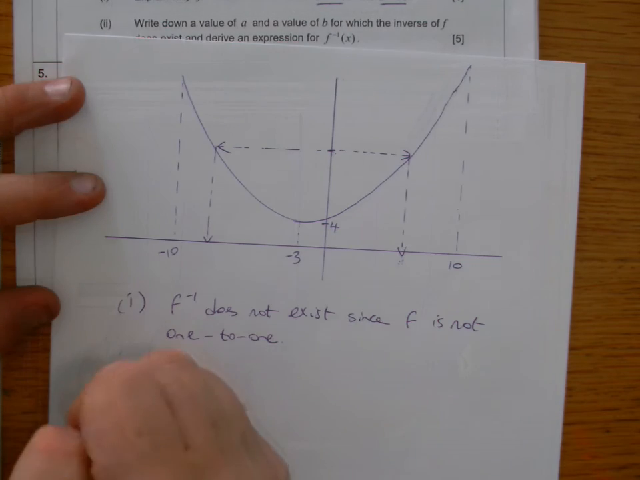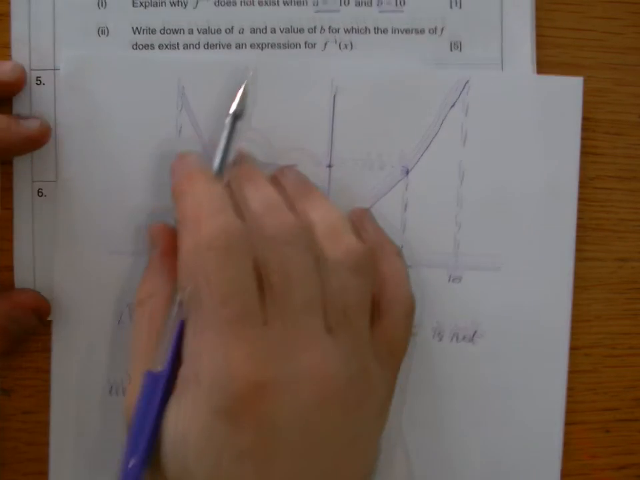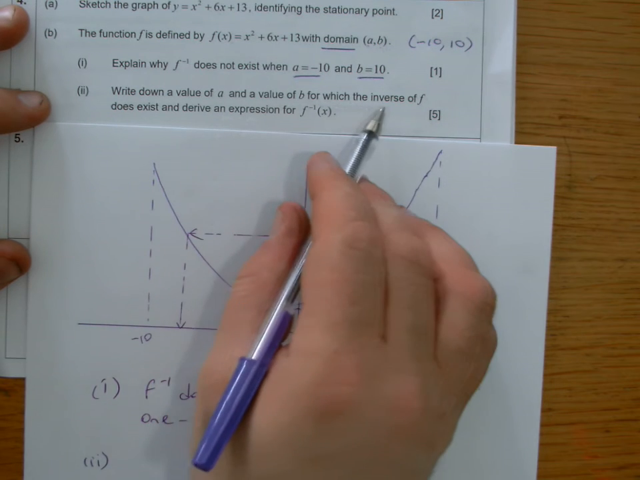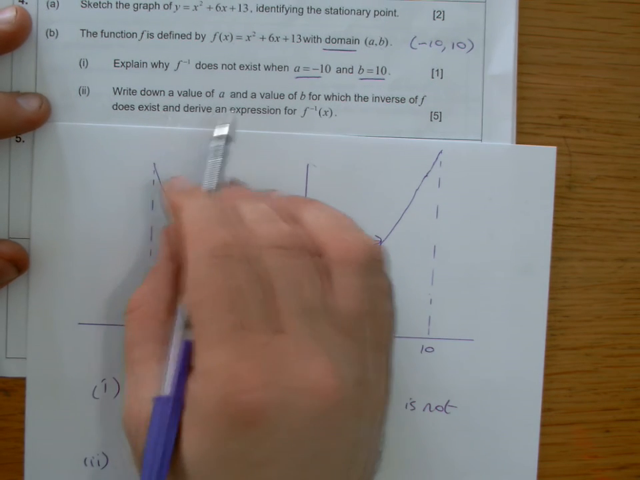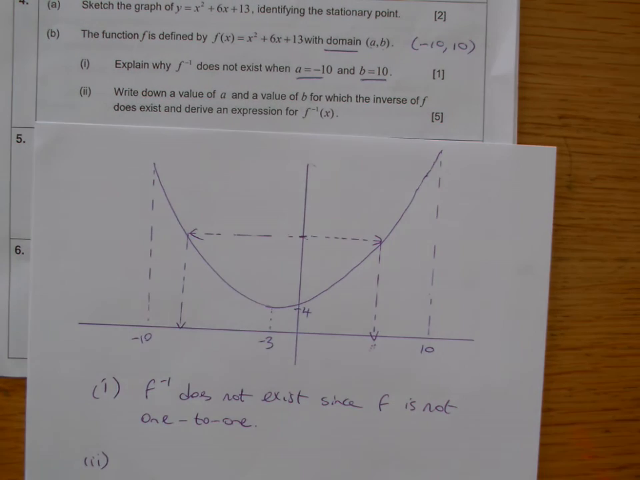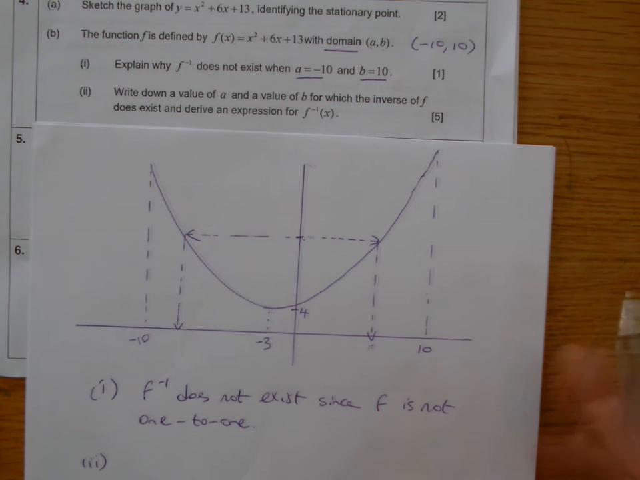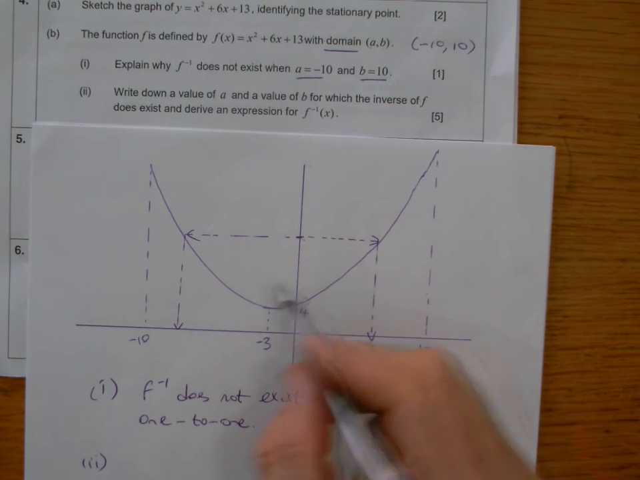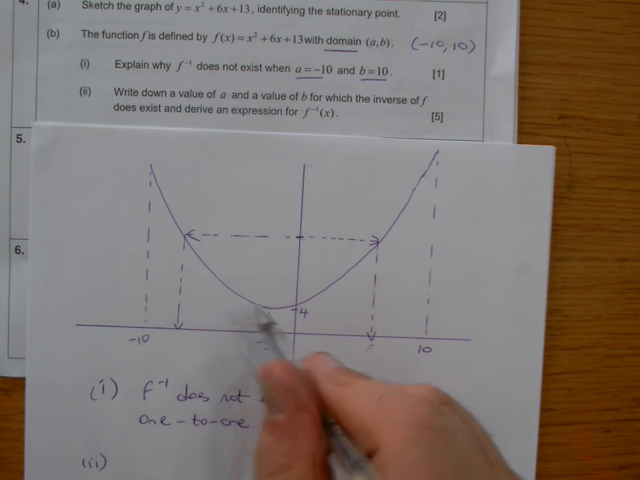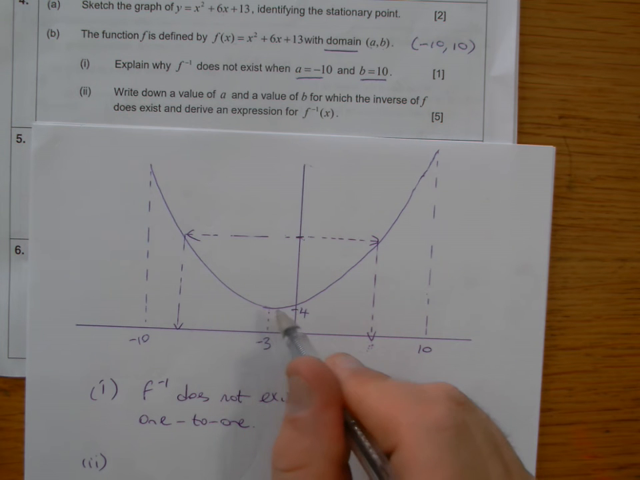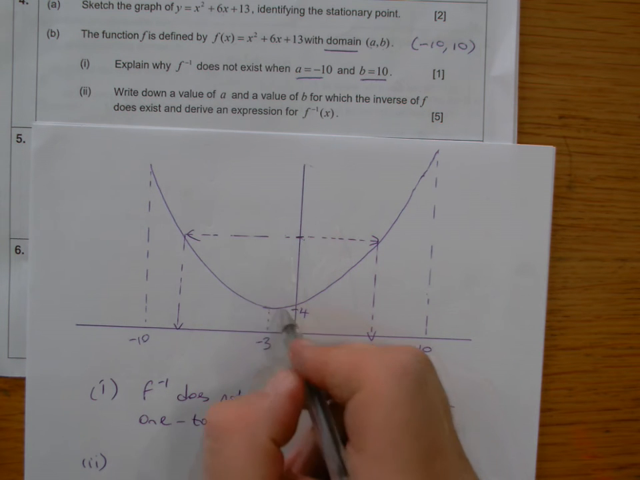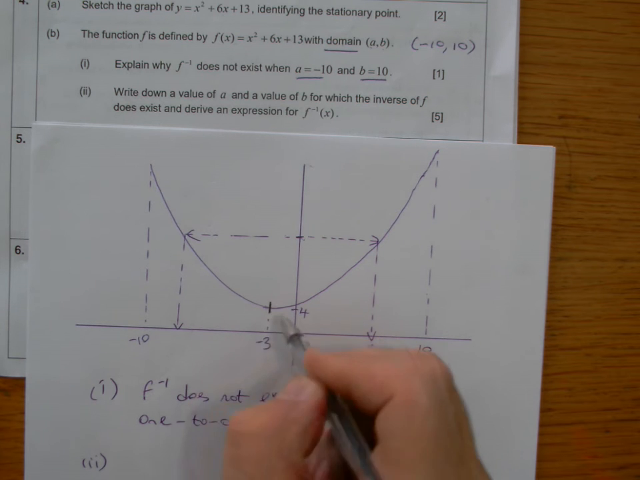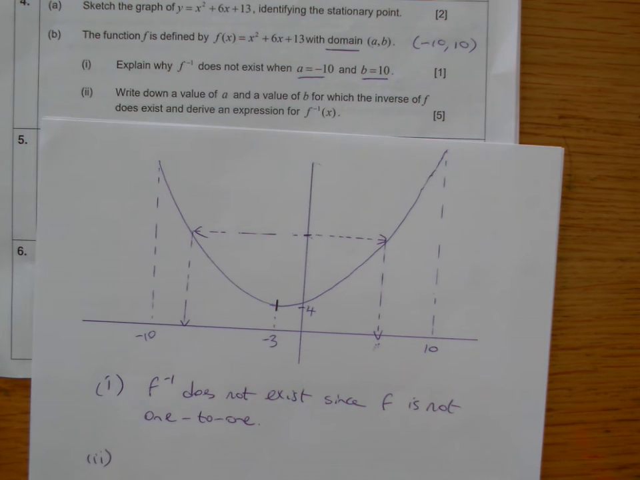So in part 2 then, it says, write down a value of a and a value of b for which the inverse of f does exist and derive an expression for f inverse x. So here you've got a choice. You want to restrict the domain so it's one-to-one. It really is your choice. Of course, the key is this minimum value here. That's where you've got to have one end of your domain, quite simply.